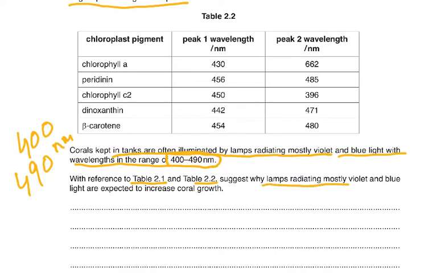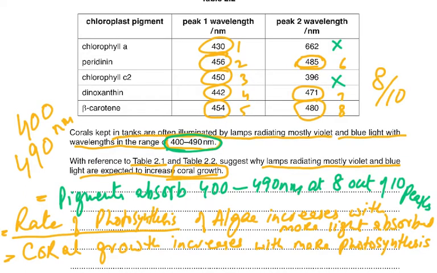Suggest why lamps radiating mostly violet and blue lights are expected to increase coral growth. Now, as it says, with reference to table 2.1 and table 2.2, suggest why lamps radiating mostly violet and blue are expected to increase coral growth. The word is increase coral growth. So pigments absorb 400 to 490 and these are 8 out of 10. You can see 1, 2, 3, 4, 5, 6, 7, 8. So 8 out of 10 peaks are between 400 to 490. There are only 2 peaks which are different.